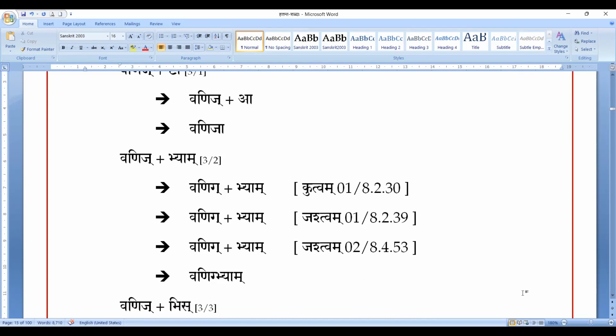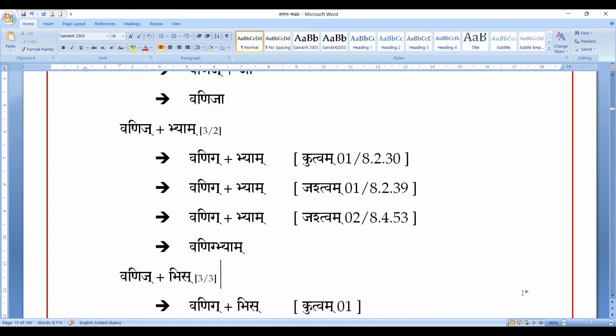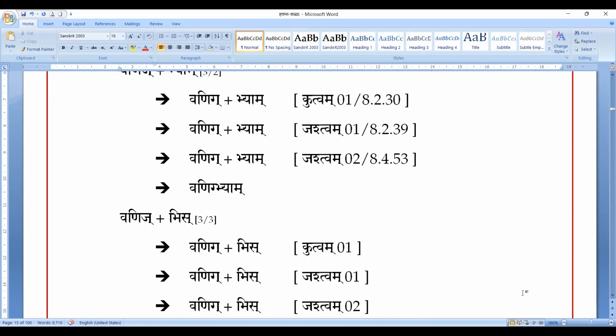And the third will be Vanij plus Bhis. What's the form? Vanigbhih. Jalamuch also, Jalamugbhih. So you can see they are all replaced by the corresponding Kavarga letter. Jalamuch first becoming Jalamuk, then replaced by Gakara by Jashtva, so the Tritiya Varna will be there: Jalamugbhih or Vanigbhih. Therefore it's simple, you can easily remember this.